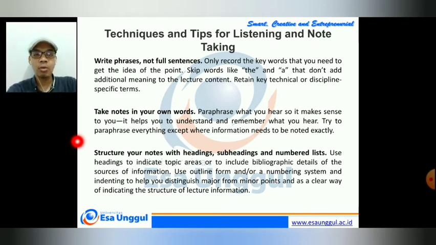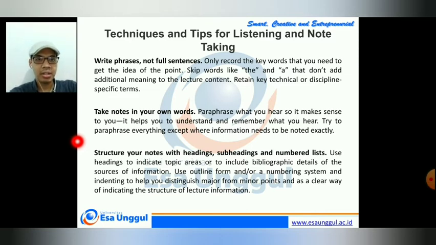Take notes in your own words. Remember, take notes in your own words, words that you can understand well enough. It's not something which is difficult for you to understand, so make it easier for you to understand, not a daunting task to do for you. Just make it simple.